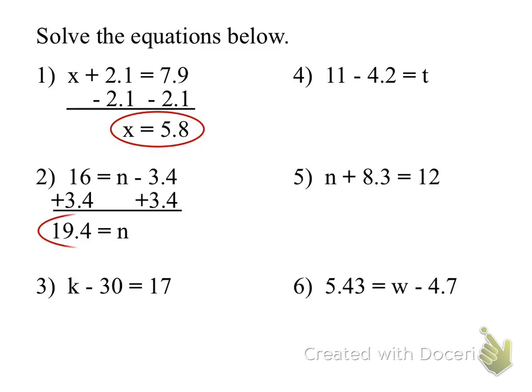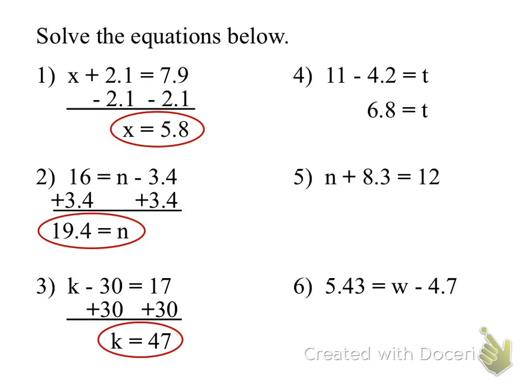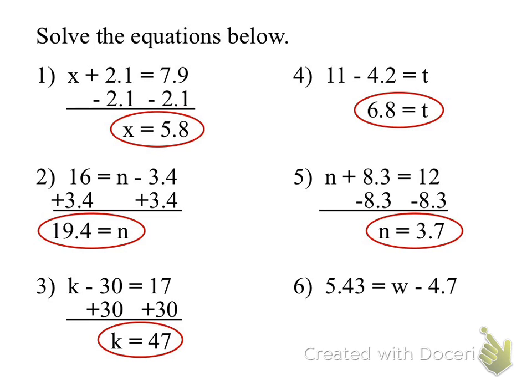For number 2, we got 19 and 4/10 is equal to n. For 4, we got 6 and 8/10 is equal to t. And for 5, we got 3 and 7/10 is equal to n. N equals 3 and 7/10. Are there any questions about Sage and Scribe?